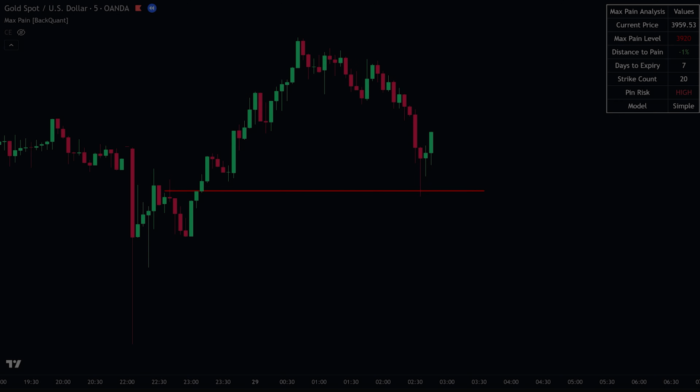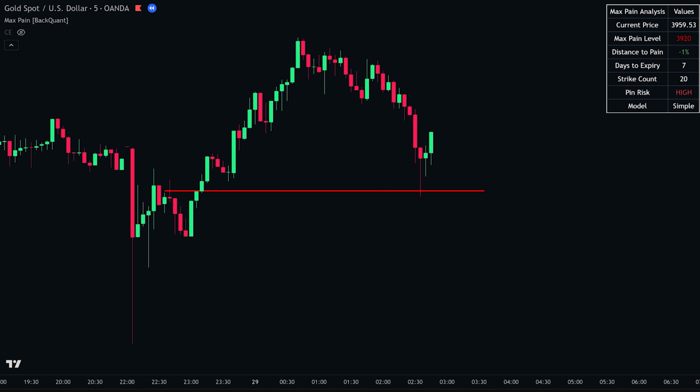Let's go through 3 powerful trading setups you can use with this tool. Setup 1. Rejection from the max pain line. For a buy trade, you want to see price dropping down toward the red max pain line and then rejecting it strongly. This tells you that the max pain level is acting as support, and buyers are stepping in around that zone. Wait for a bullish candle to form and close clearly above the max pain line. This confirms that the rejection is valid and that the market is ready to push upward.